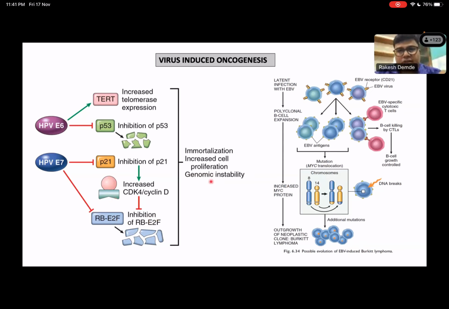Similarly, we have EBV, which can be detected by IHC also, as well as you can check the RNA expression of a particular EBV gene. So molecular technique can also be implemented for EBV alterations, and this is commonly seen in hematolymphoid B cell lymphomas, and more towards solid tumors we have HPV.